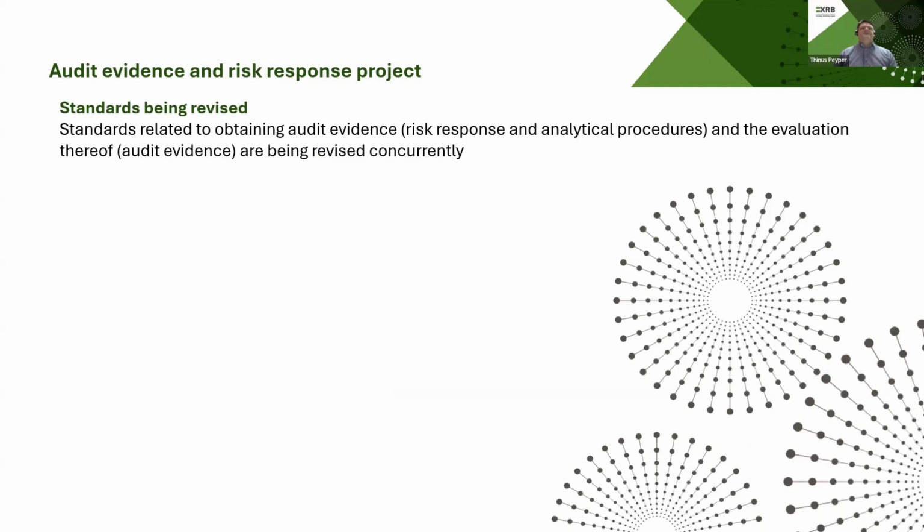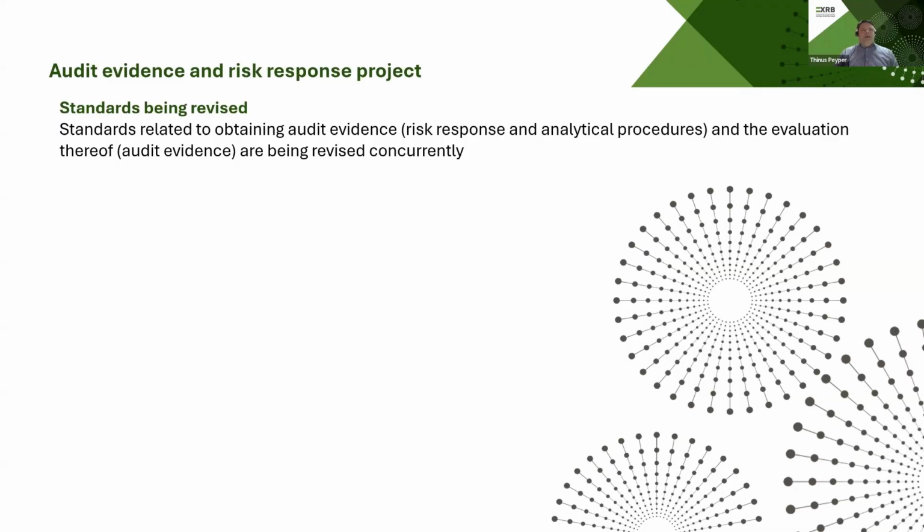Okay, next slide, please. The next topic is the Audit Evidence and Risk Response project. The standards being revised relate to obtaining audit evidence as well as evaluating audit evidence, and they are being considered concurrently. The standards here are ISA 330, the risk response to your risk assessment; ISA 520, which relates to analytical procedures as one of your responses to your assessed risks; and audit evidence, ISA 500, looking at the relevance and reliability of audit evidence.